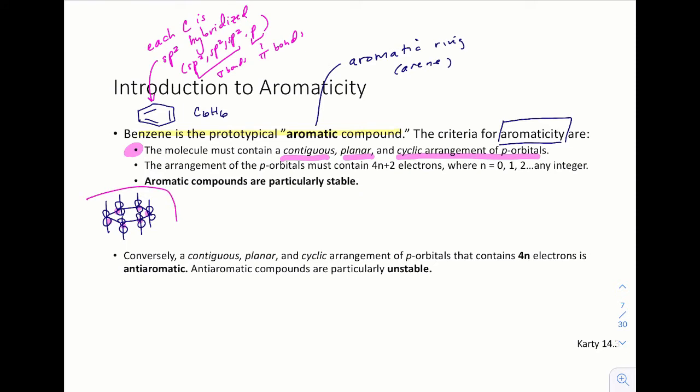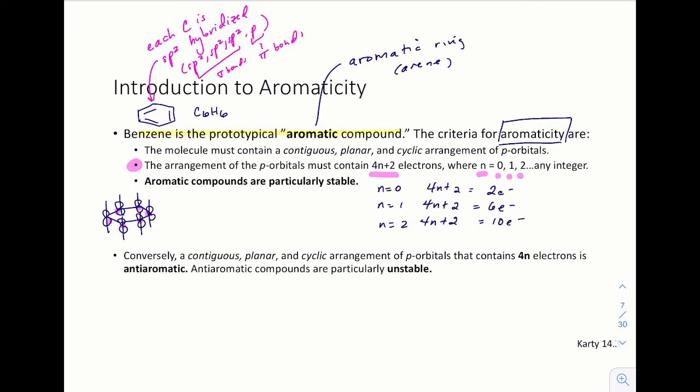This arrangement of p orbitals is not enough for a molecule to possess aromaticity. The cyclic pi system of that molecule must contain 4n plus 2 electrons, where n may be 0, 1, 2, etc., so any integer. For example, when n equals 0, 4n plus 2 is 2. When n equals 1, 4n plus 2 is 6. When n equals 2, 4n plus 2 is 10 electrons.